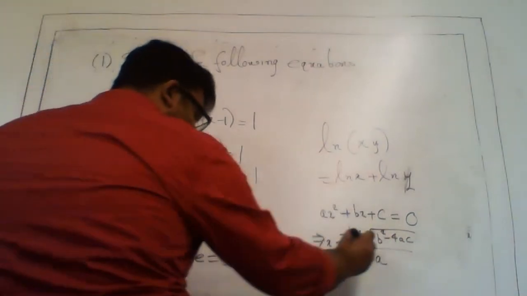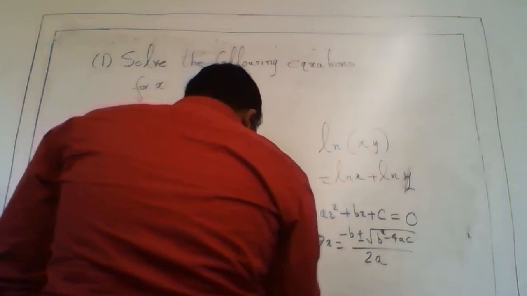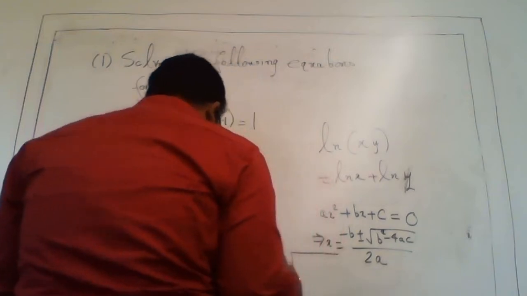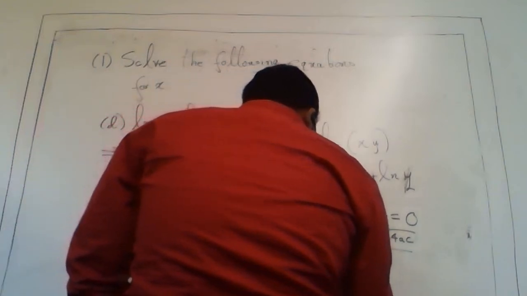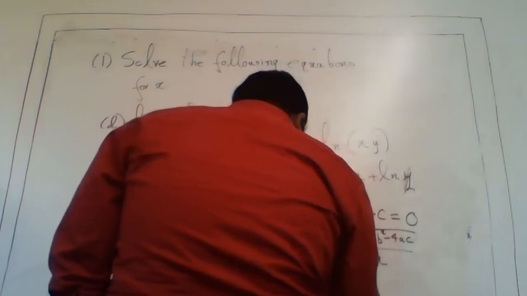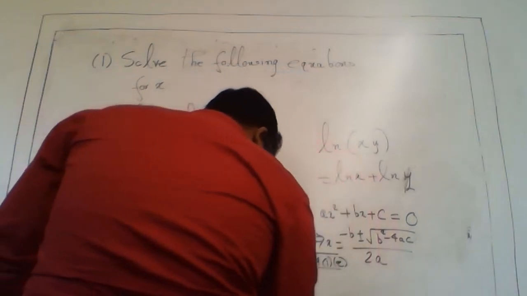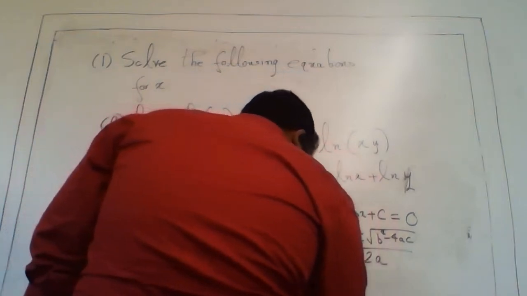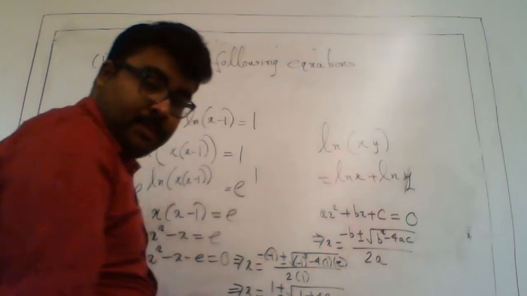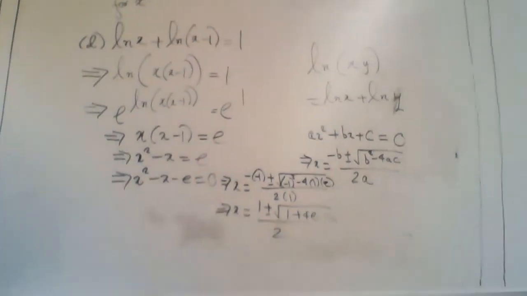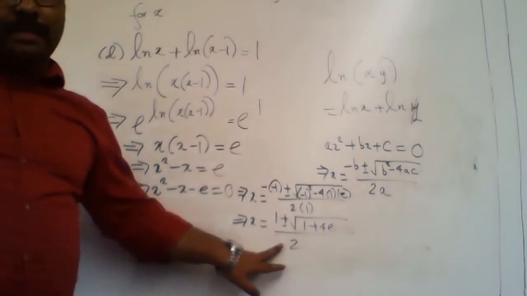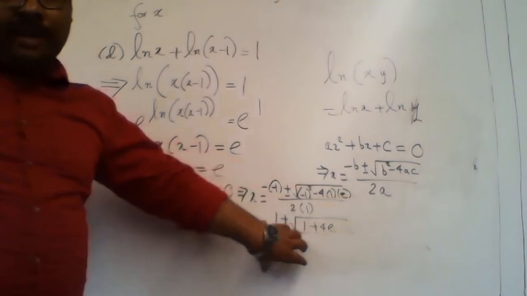So from this equation we get x equals minus of minus 1 plus minus square root of (minus 1) whole squared minus 4ac, divided by 2a. So I get x equals 1 plus minus square root of 1 plus 4e, by 2. So this is the solution to this equation, that is x equals 1 plus minus square root of 1 plus 4e, by 2, and I have obtained this using this formula.